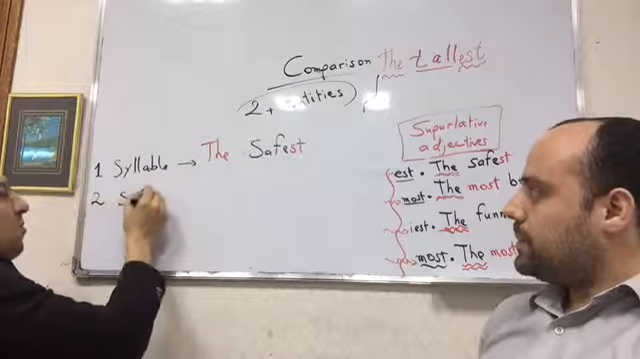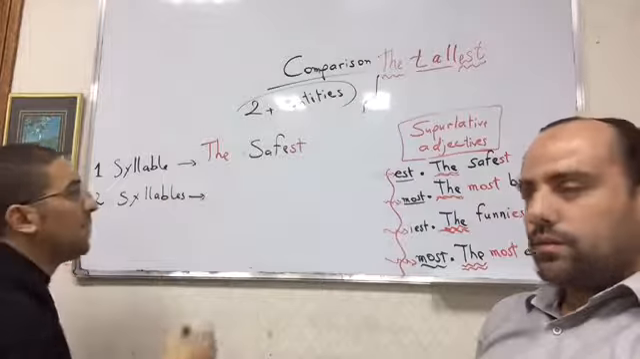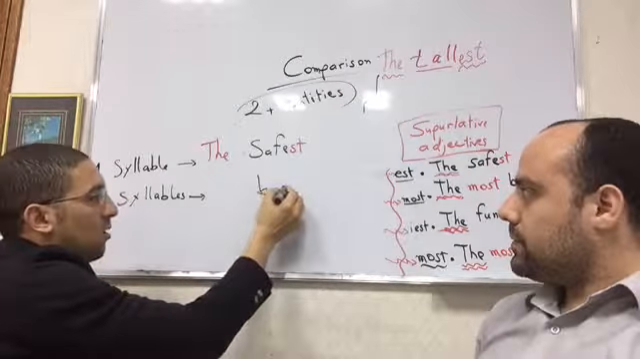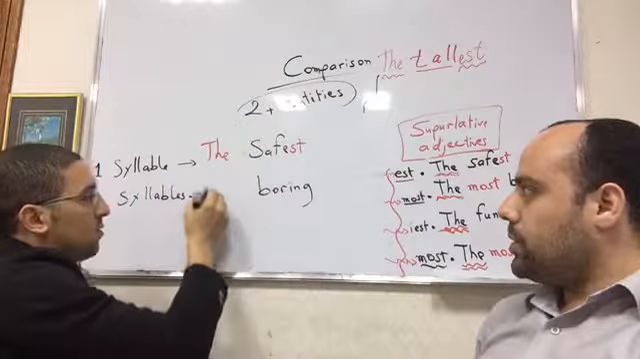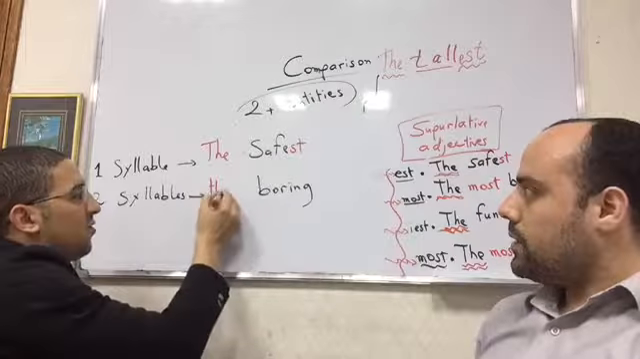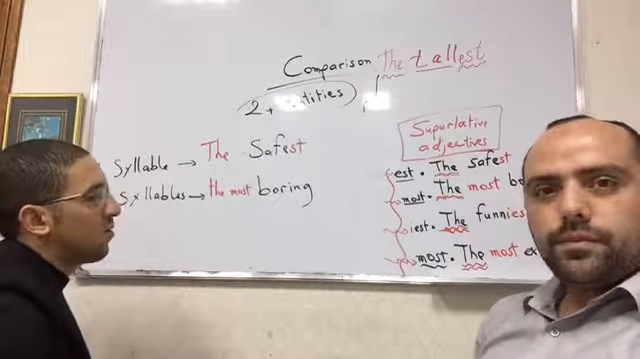If you have two syllables, not always, of course, there are some exceptions. We talked about them the other day. If you have two syllables like boring, you always begin with the most. Because you have two syllables, you're going to use most. The most boring.